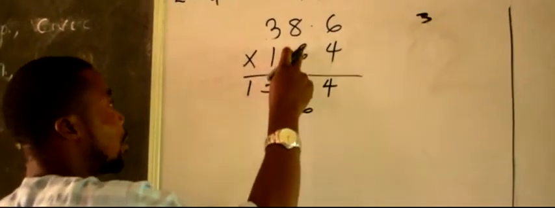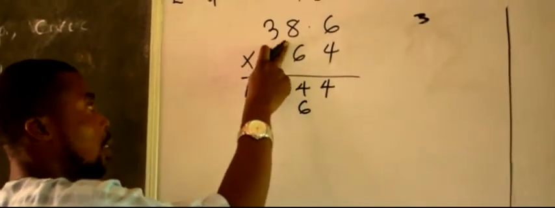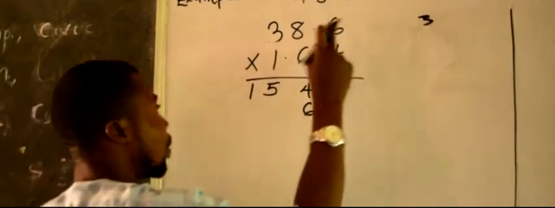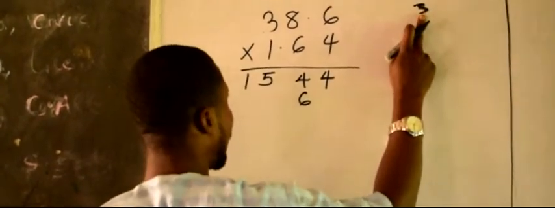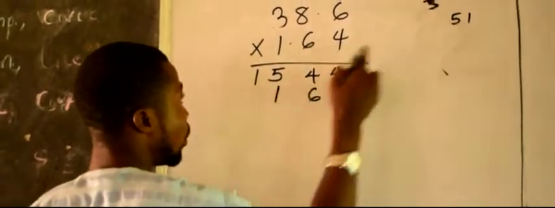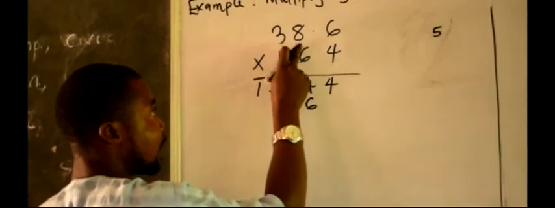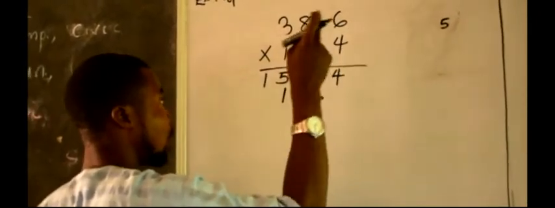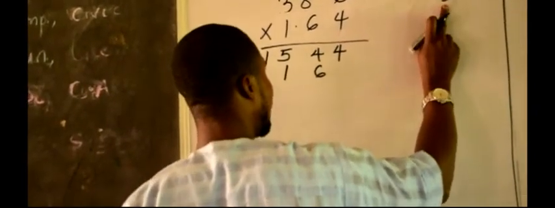You keep 3. 6 times 8, that is 48. 48 plus 3 will give you 51. 51, you write 1, you keep 5. So we've multiplied 6 times 8, 48 plus 3, that is 51. We have written 1, remainder 5. 6 times 3, 18. 18 plus 5, that is 23.